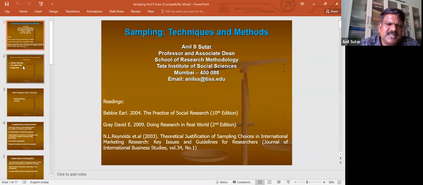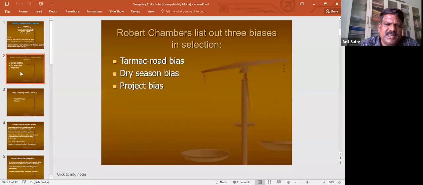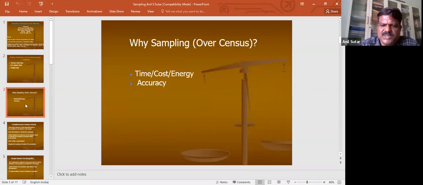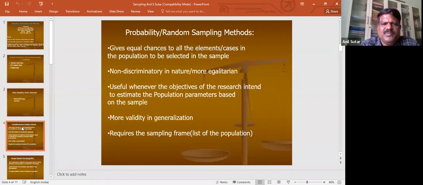So basically, I will discuss some of the issues. There were certain issues I will skip because I will go in a very structured way. So I will start with probability or random sampling methods. I will give you some idea. Then we'll think about certain examples of probabilistic or random sampling methods.